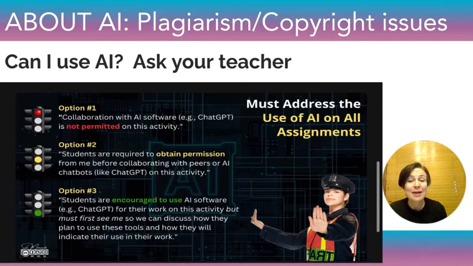And then there should be times when it's a yellow light, when students can obtain permission. They'll need to have a chat with you about what they intend to do, how they intend to use AI, and you can say maybe yes to this and no to this. You can give them some guidance.